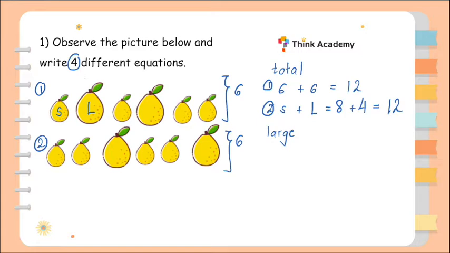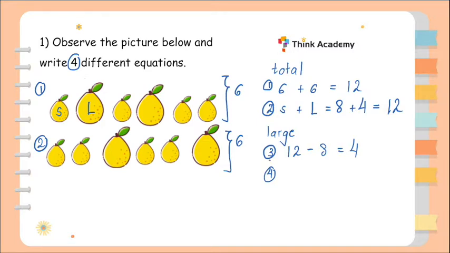Why don't we start with large? This will be our third equation. How can we find the large if we already know the total? Are we adding or are we minusing? We minus, right? If we want to find the large ones, we minus the number of small pears, and that is 8. So how many large pears do we have? We have 4.